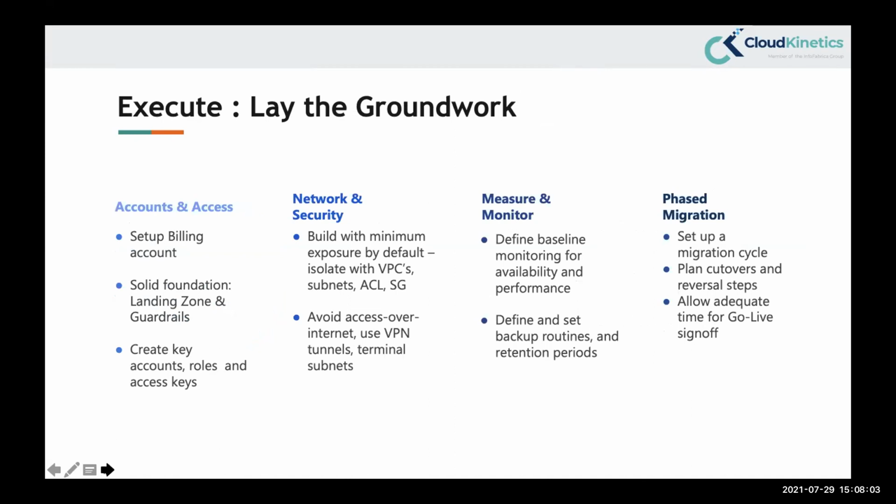Once we've done all that, then we talk about the execution part. Accounts and access, build with network and security, landing zone, which we'll talk about in the case study. Once we build that, how do we measure and monitor? When I spoke about the post-migration steady state, define the baseline monitoring for availability and performance and continuously measure against that. So we know when we start small, even with the lift and shift, if we start with a smaller capacity server, if that can handle it, it's great.